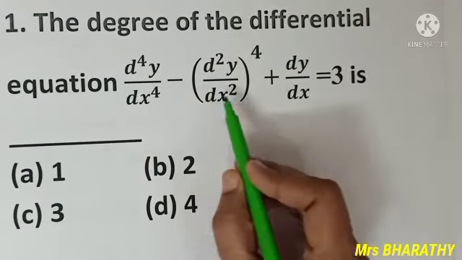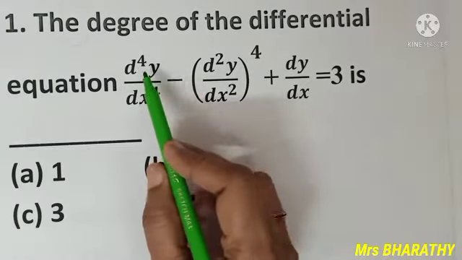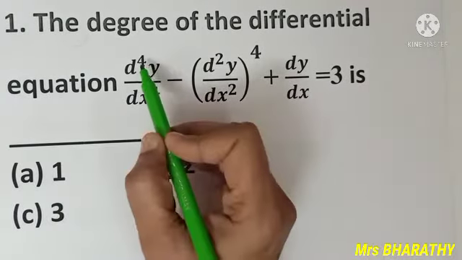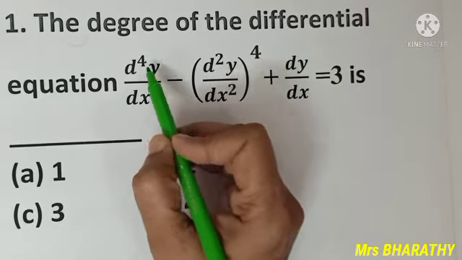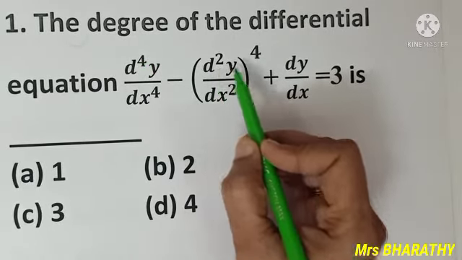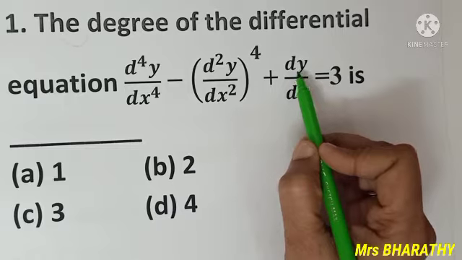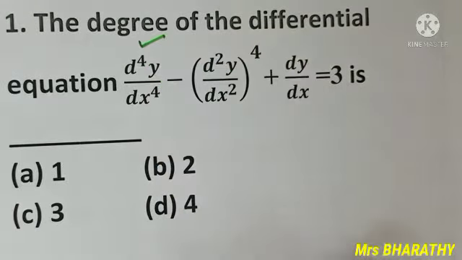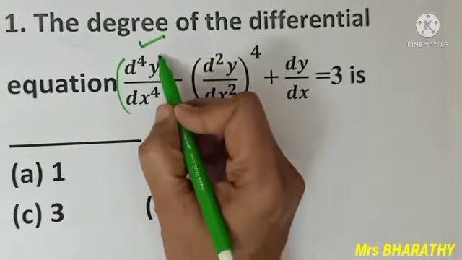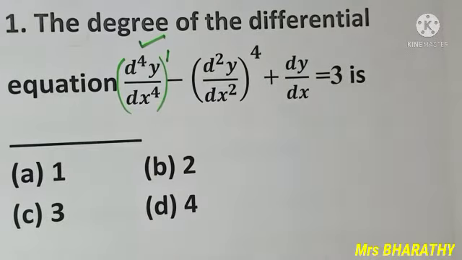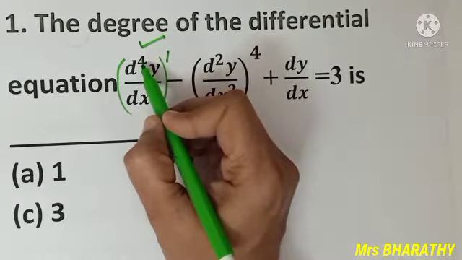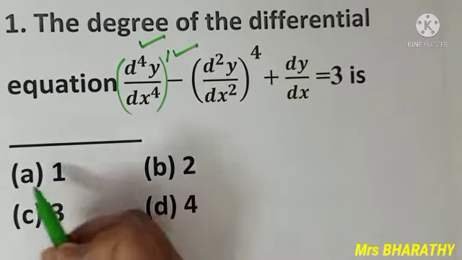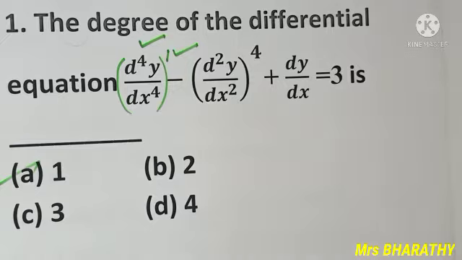As I look at the question, there is no radical symbol for the derivatives. So, here the order is 4, whereas here the order is 2 and here the order is 1. 1, 2, 4. The bigger one I have to choose. Whole power, no number tells me 1. So, this tells me order and this tells me degree. So, the degree is 1. Option A is the right choice.